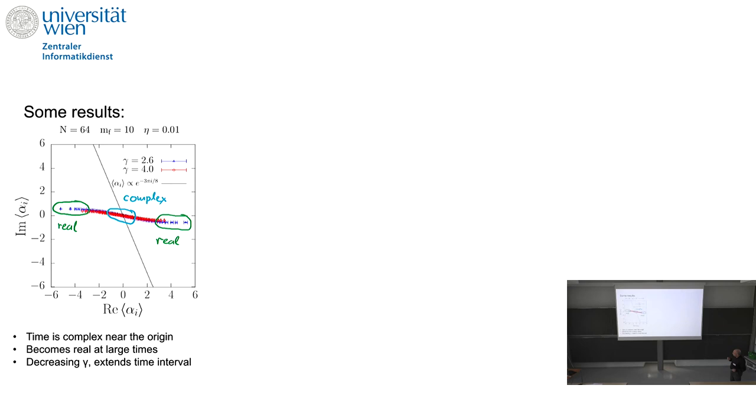What you see here is that the distribution is close to the real axis. It's not on the real axis, so they're not real. They're more complex near the origin, but at later times they tend to be parallel to the real axis. So if we consider the time to be the difference between the eigenvalues, we interpret this as having real time at late times and complex time at early times. So it seems to be an indication that we may have a change of the signature of the metric from Euclidean to Lorentzian.